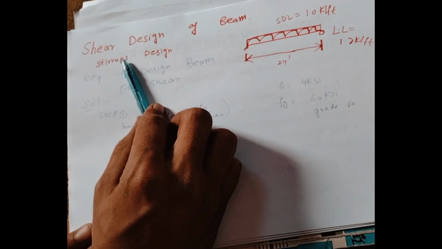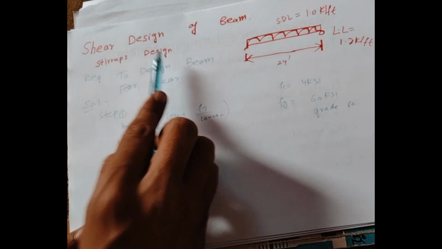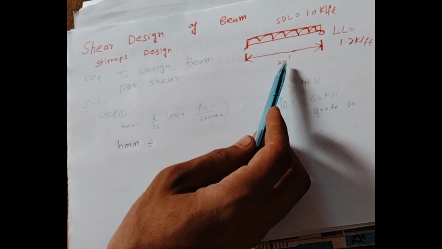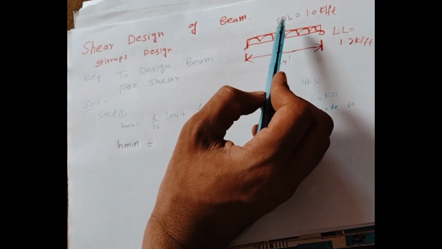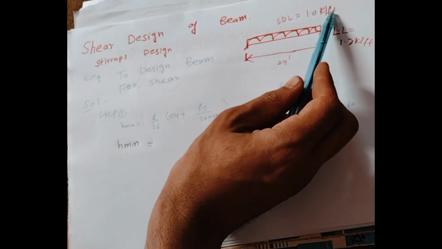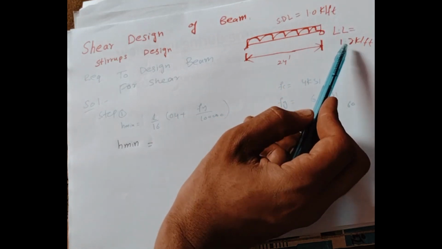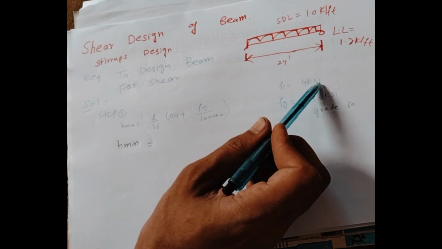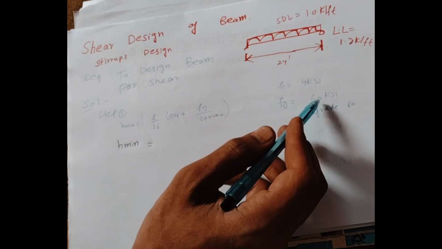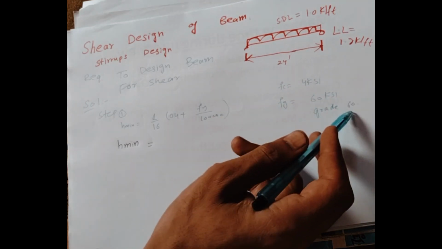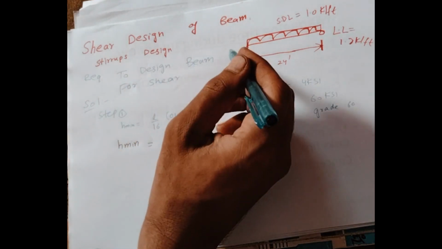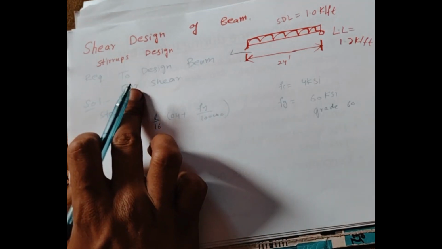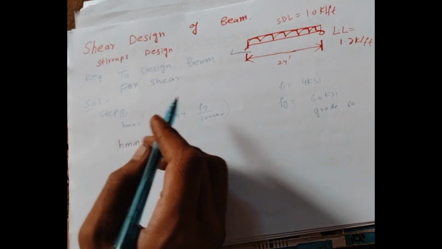In this video we will be discussing shear design of a beam, stirrup design. We have a simply supported beam with a 24 feet span. Superimposed dead load is 1.0 kip per feet and live load is 1.2 kip per feet. Compressive strength of concrete is given as 4 ksi and yield strength of steel is 60 ksi, for grade 60 steel. We are required to design the beam for shear.